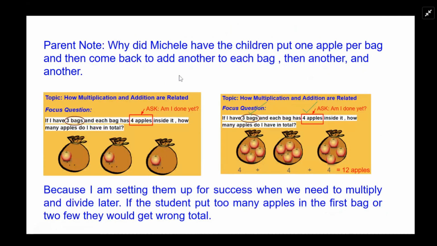If your parents have a question about why I sorted out the apples, 1 in each bag earlier in the lesson, this screen explains that to them.